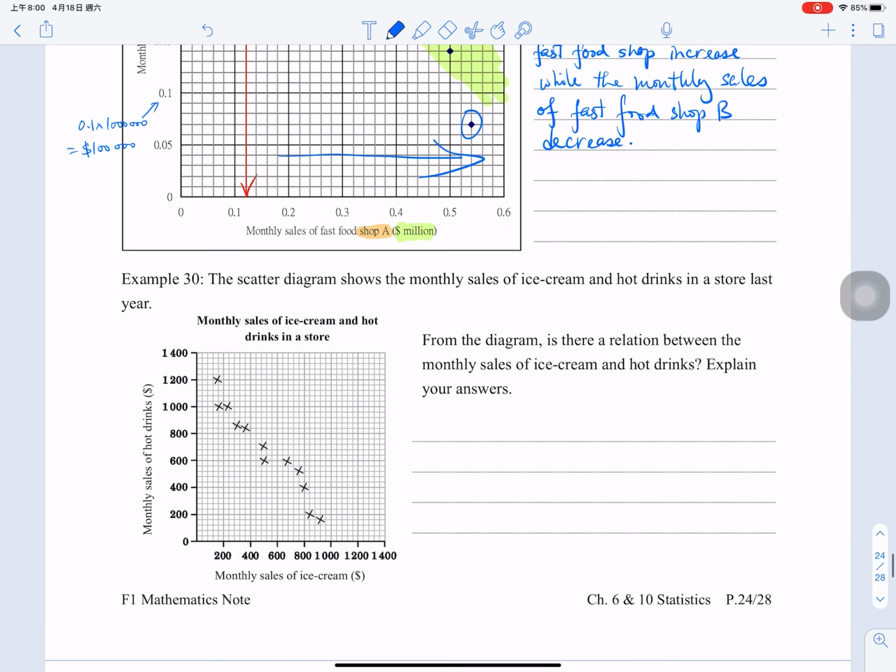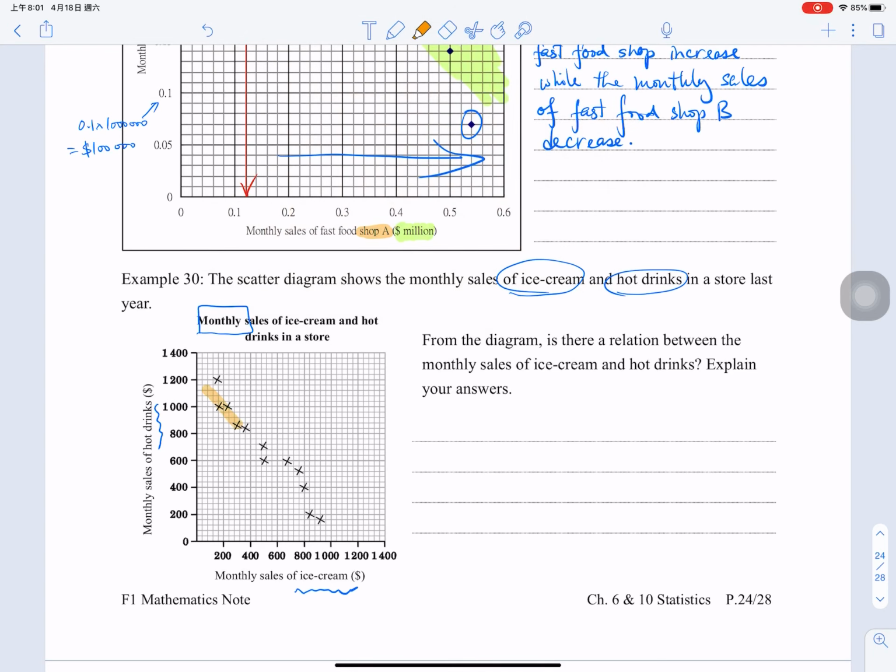Maybe let's see one more example. Example 30. The scatter diagram shows the monthly sales of ice cream and hot drinks in a store last year. Again, last year, in a store, two things: one is ice cream and one is hot drinks. Monthly sales, there are different months. Okay, what are the monthly sales? Let's see. Vertically is the hot drinks. Horizontally is the ice cream. Okay, what can you see?